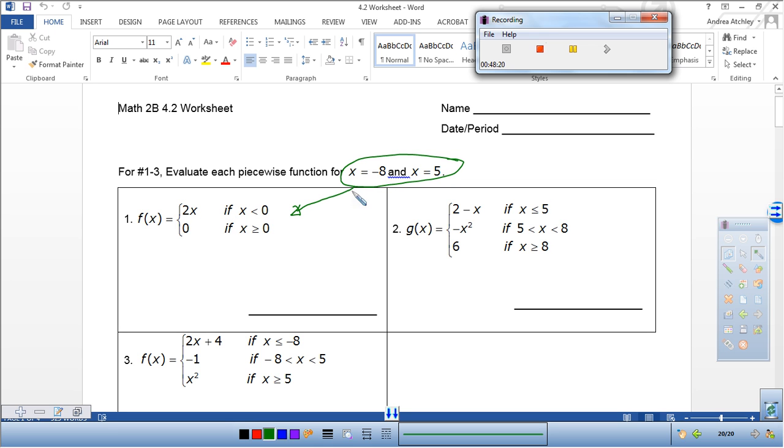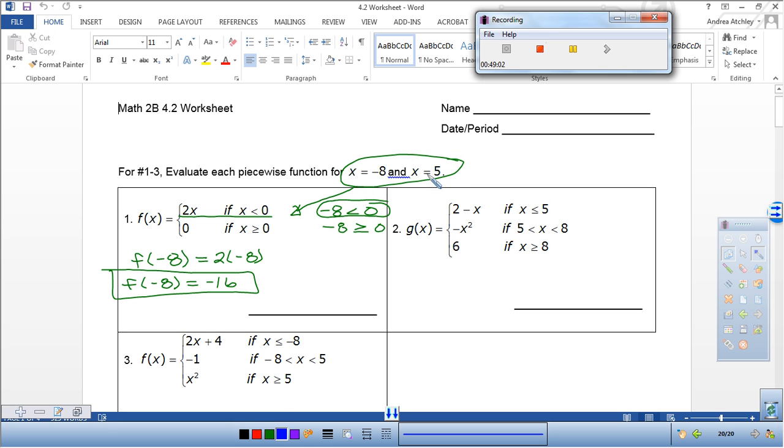Okay? So, is negative 8 less than 0, or is negative 8 greater than or equal to 0? Okay, it's less than, it's this one. So we're going to use this equation for it. Does that make sense? So we just then do f of negative 8 equals this equation, the 2 times the negative 8. So f of negative 8 equals negative 16. Okay, that's it.